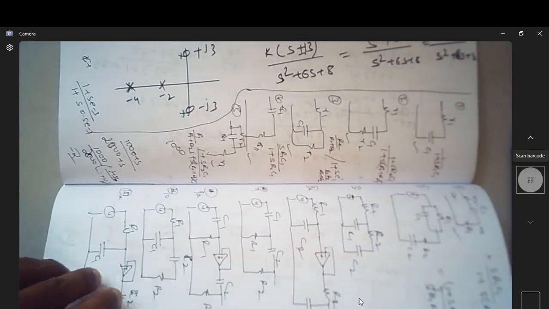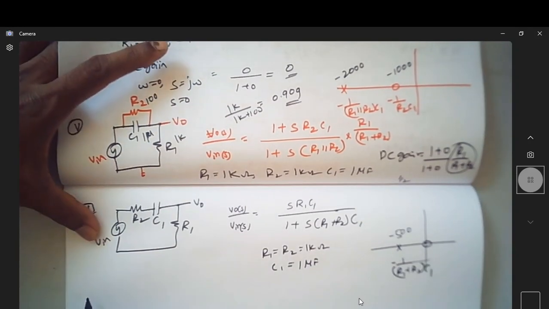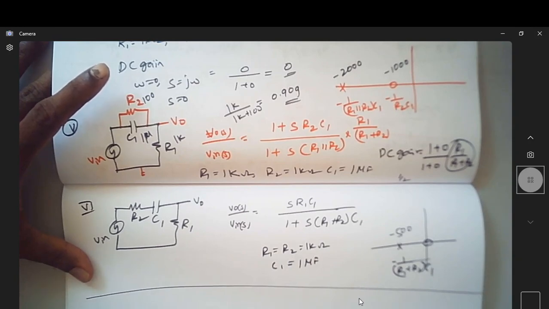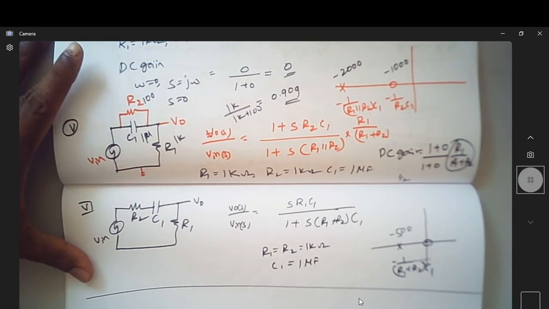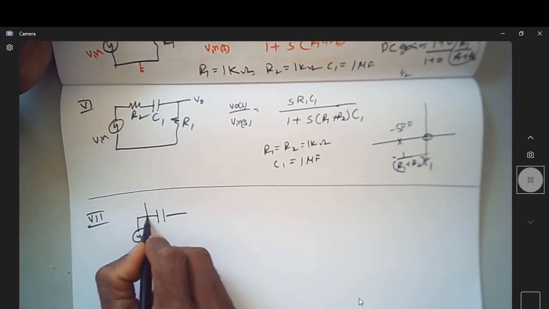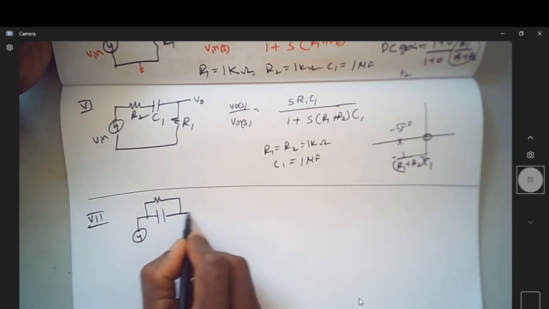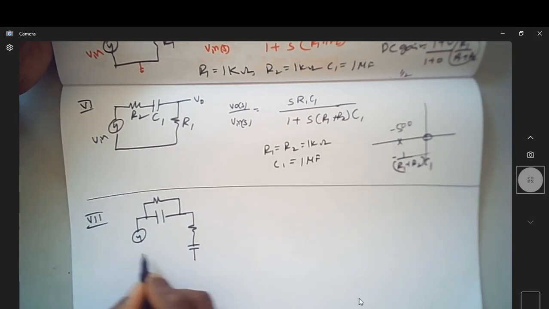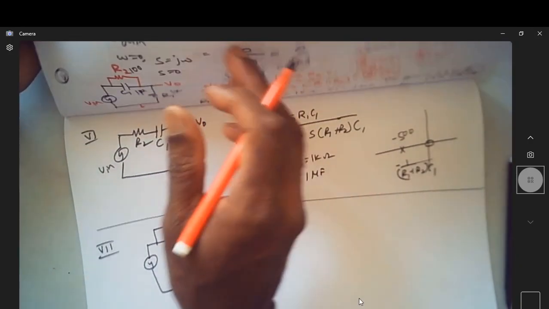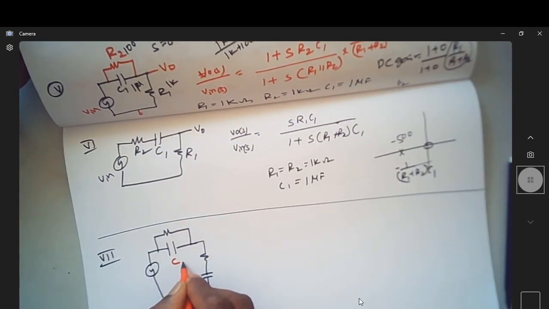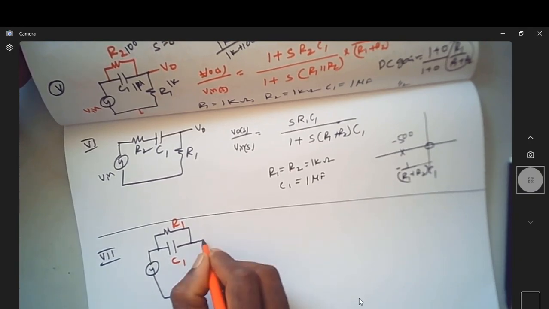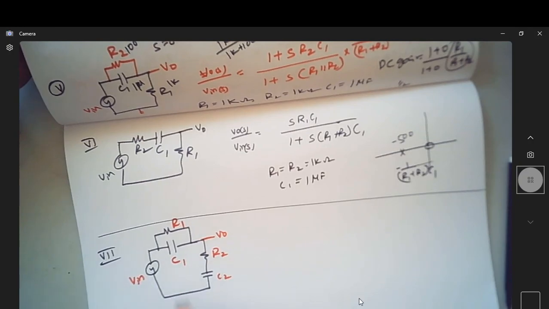Let us see one more circuit, a seventh circuit. I have something like this now. Let me name this: this is C1 R1, this is R2 C2, this is V0, this is Vn.